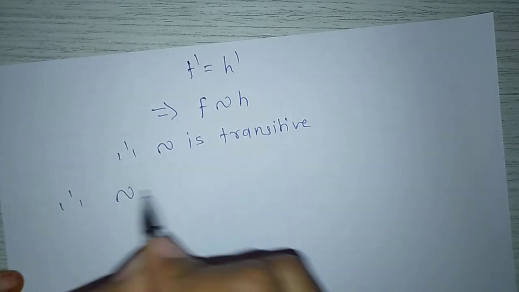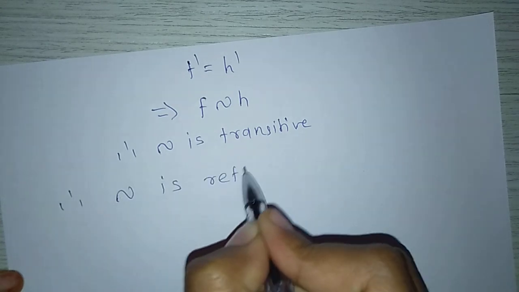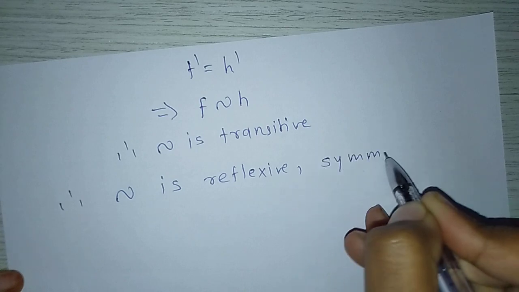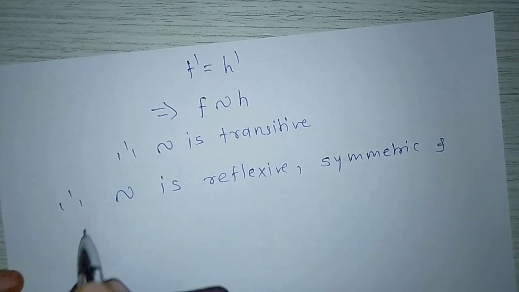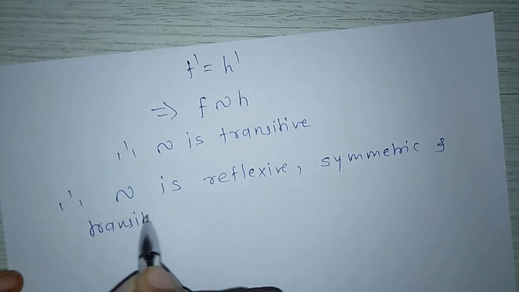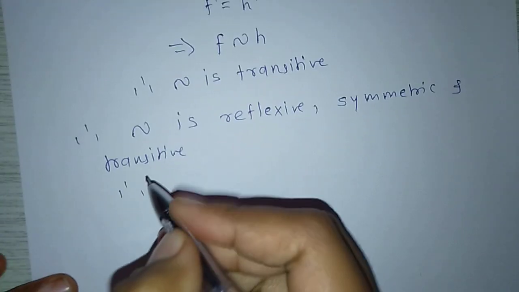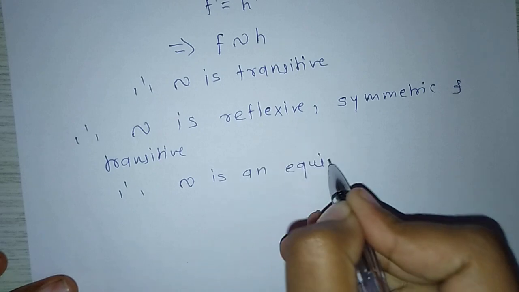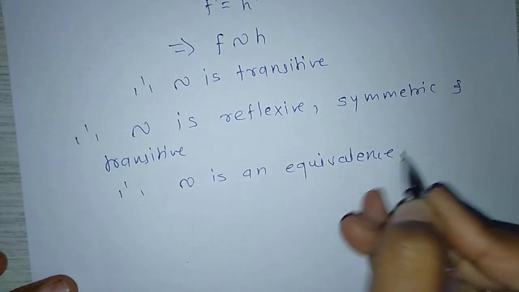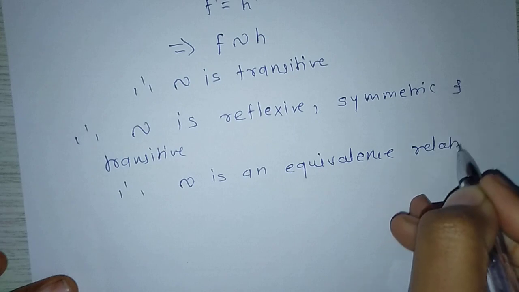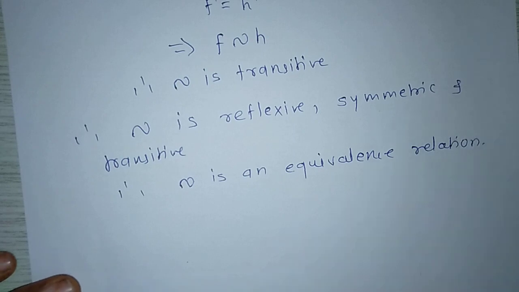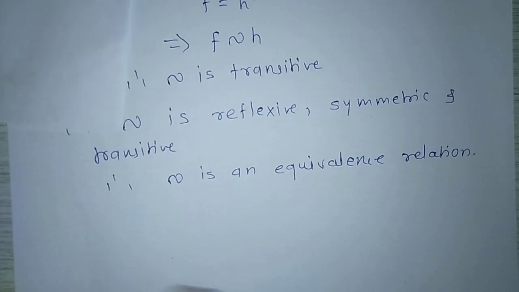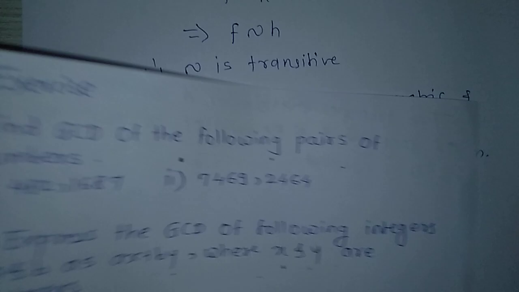Therefore here we get tilde is reflexive, symmetric and transitive. Therefore tilde is an equivalence relation. Here is the end of the first chapter, the integers. Now see our exercise of the first chapter.